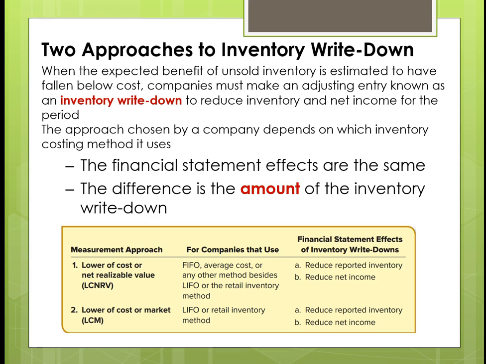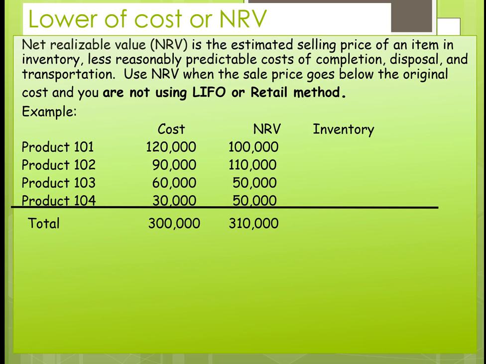The other one is the lower of cost or market. This one is a little different because it's got ranges, and it's used specifically for LIFO or retail inventory methods. So if you're not using LIFO and you're not using the retail inventory methods, then you can use the lower of cost or net realizable value, which is the easy one. So let's take a look at the lower of cost or net realizable value.